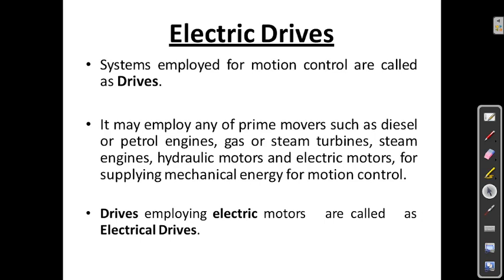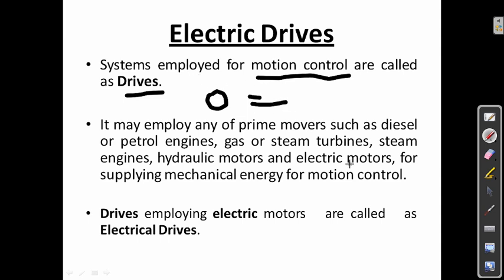Good day to all. Today we are going to learn about electric drives. What are electric drives? The systems employed for motion control are called drives. Simply put, a drive is nothing but motion control, some motion like rotating motion or movable motion, whatever it may be. The system employed for motion control is called a drive.